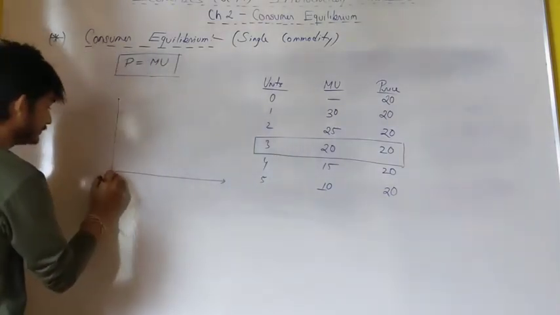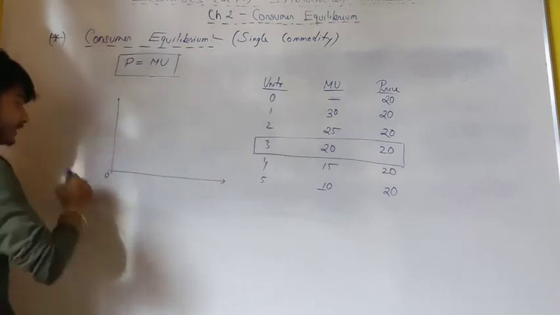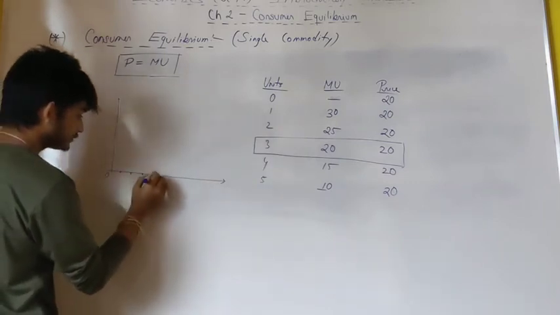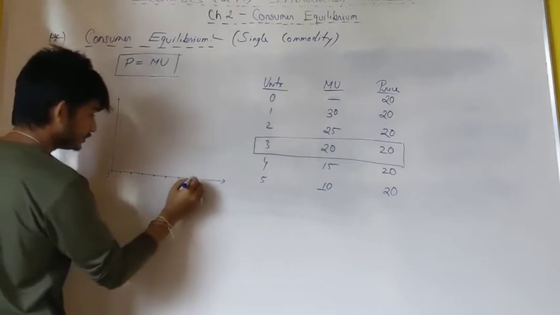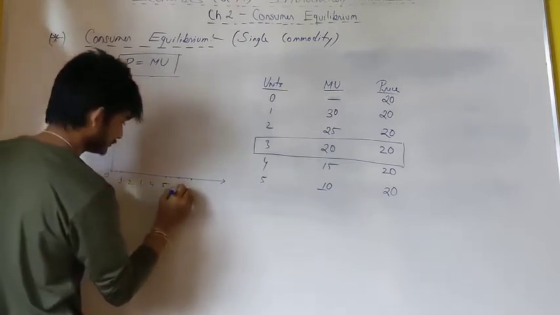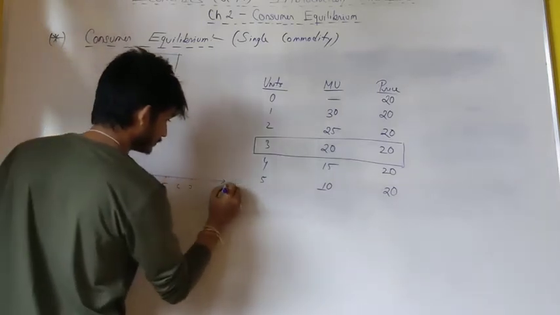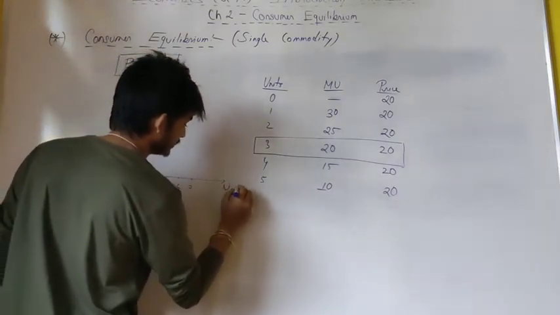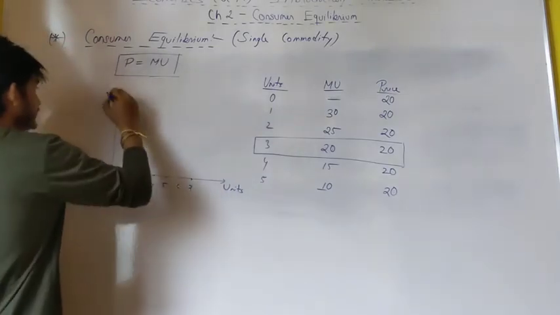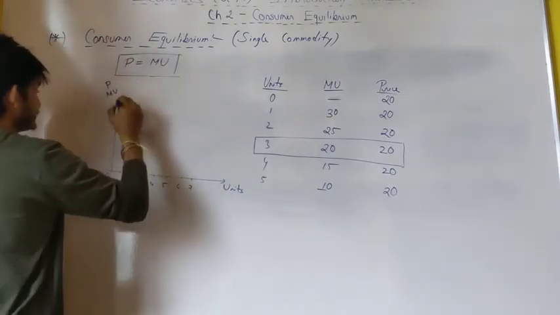First you give two axes, vertical and horizontal. In the horizontal axis we will measure units consumed, and in the vertical axis we will measure marginal utility and price.